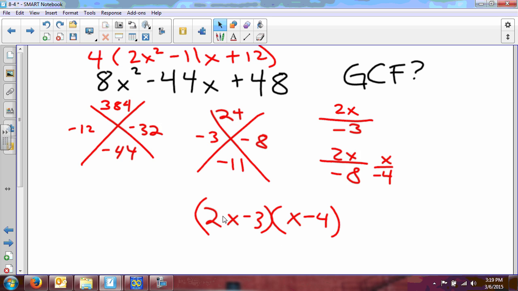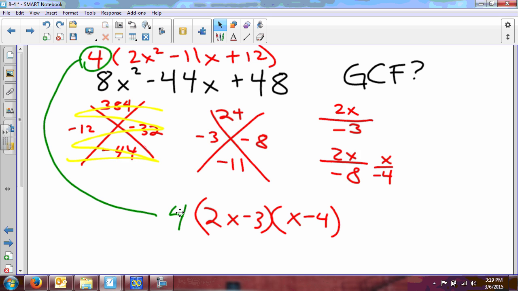Okay. From here, 2x times x gets me 2x squared, and I'm trying to find the factors to get back to my 8x squared. Well, this little 4 that we pulled out, we are not going to be using these big numbers. We're going to bring it back down here and put it in front. So 4 times 2x minus 3 times x minus 4. That is the complete factorization.